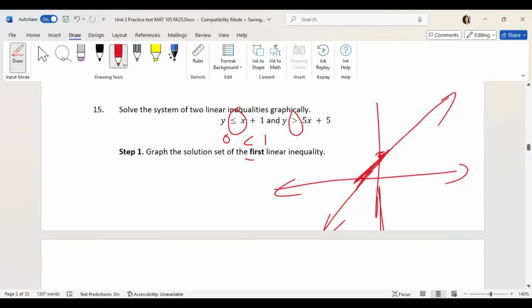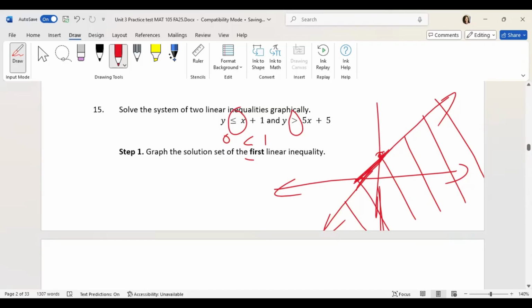I picked a point 0, 0 and I plugged it in here. 0 is less than or equal to 1 is correct. So the solution region for this one, I'm going to shade with red. Then I'll shade the other one with another color. The solution region is the half plane down.